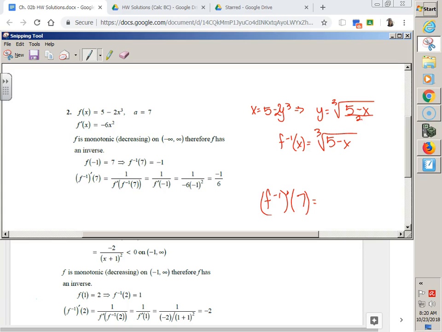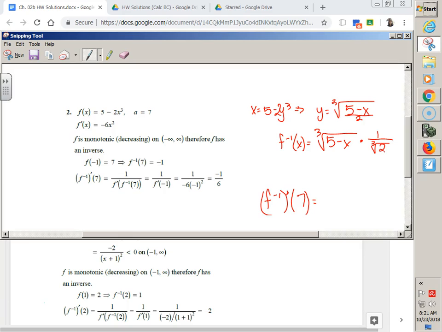So I could technically pull that out. That's kind of nasty, though. I could pull out a 1 over cubed root of 2. That's just going to be a constant. Guys, I have the inverse, so I can just take its derivative and plug in 7. So technically, you could have used the formula coming back here.